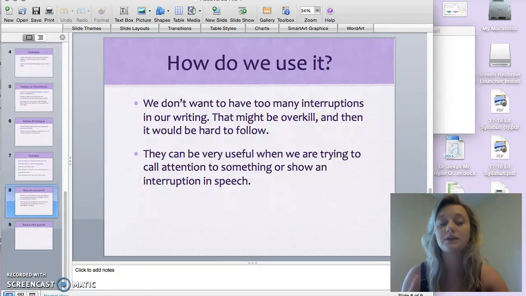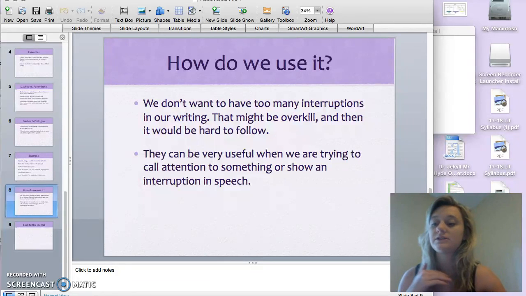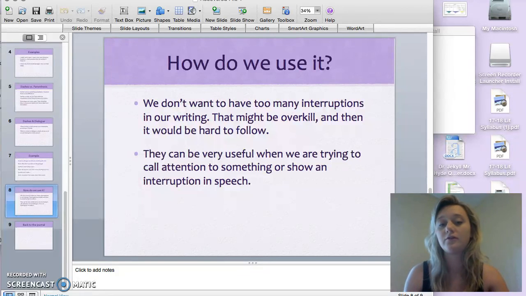Maybe we missed something. Maybe in revision we can go back and see where we could have drawn more attention to a part of a sentence or a phrase to add a little more detail to our writing. Okay? And that's it.